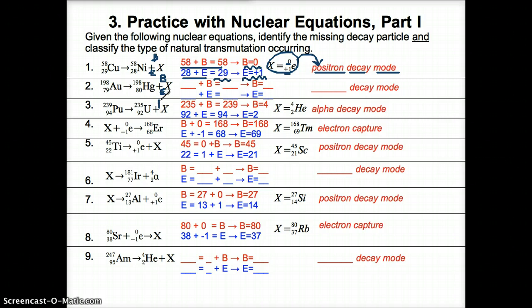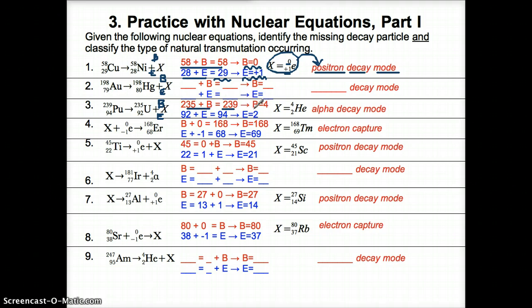So for X, for its mass in the top left, let's just put B. For the charge in the bottom left, let's just put E. All right, so if we solve for these, we get that the mass on the top left for the reactants is equal to 239, and that the sum of the masses on the product side in the top left are 235 from U plus B for the mass of X. All right, so the sum of the mass on the product side, 235 plus B, is equal to the sum of the masses on the reactant side, 239.